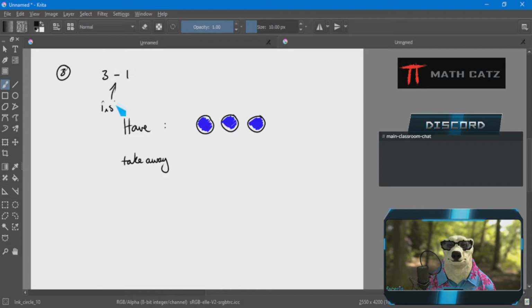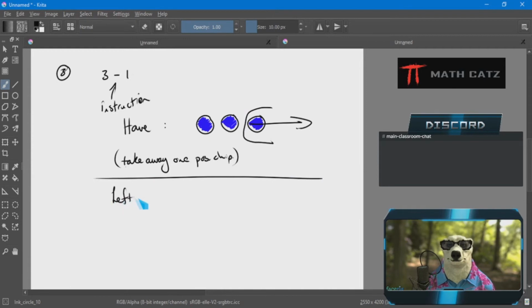This is more an instruction for what to do with what I have. And the instruction is take away 1. Write it in words: take away 1 chicken. 1 positive chip. Then I go and do that. You're gone. Take it away. It's gone. And then I say I'm left with, obviously, you can see it on the table, if you act this out, 2 positive chips.